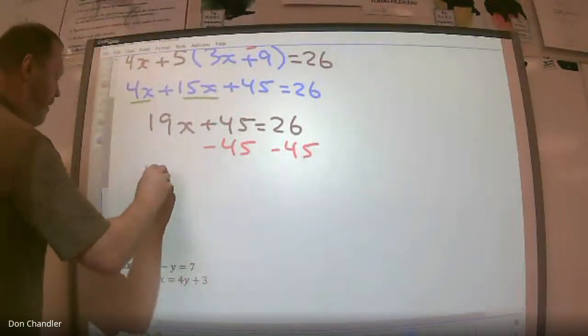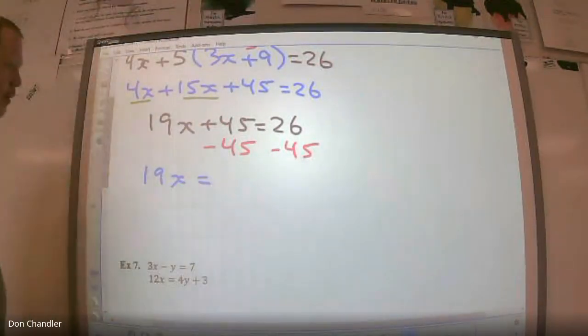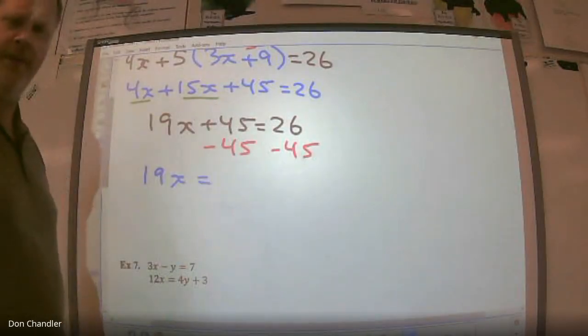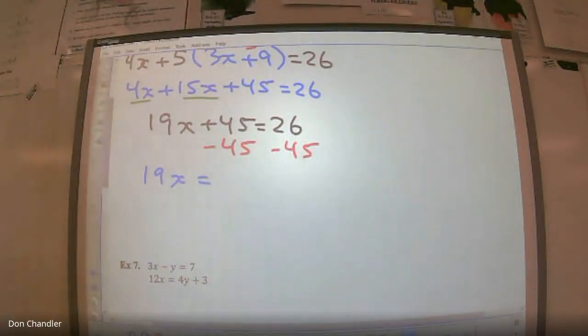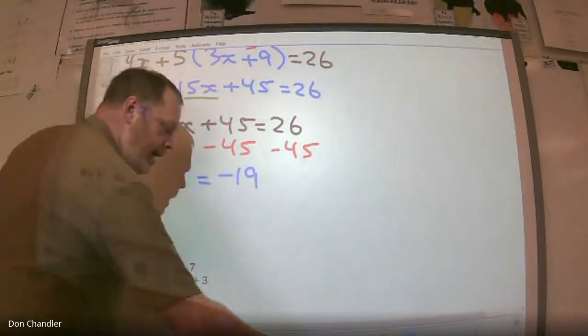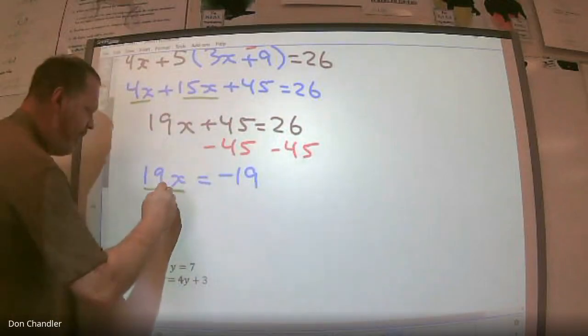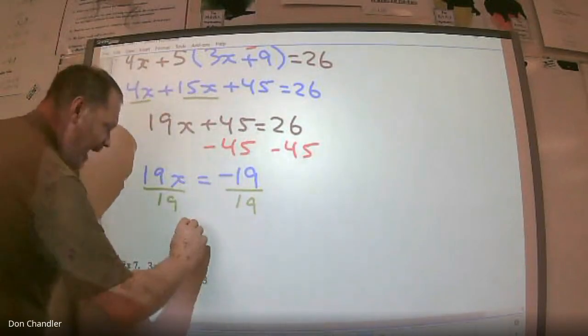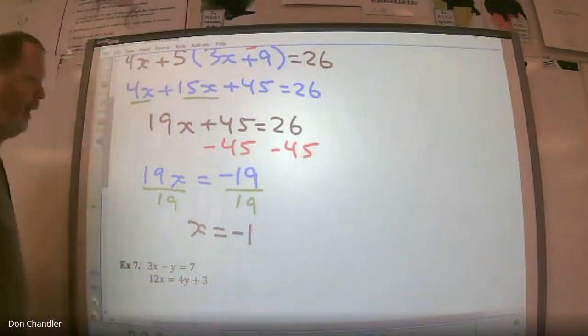And I've got 19x is equal to, now, I don't mind if you use a calculator. If you need to go 26 minus 45, who am I to judge? I'll just grab my calculator over here, pretend I'm a student. 26 minus 45 is equal to negative 19. Well, that's convenient. And divide both sides by 19. And I believe that x is negative 1.